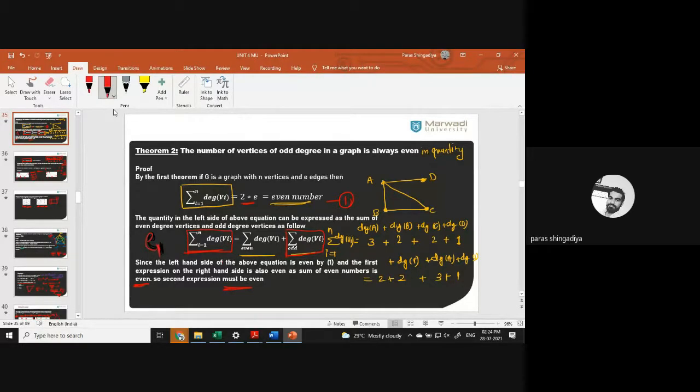Okay, in this sum we include such vertices whose degree is even. So what is the sum of even numbers? That is also an even number. It is 2 plus 2. What is 2 plus 2? That is an even number. Equal to an even number. So that is also an even number.